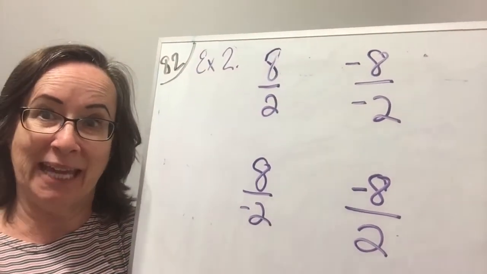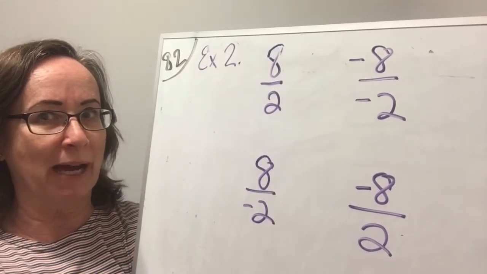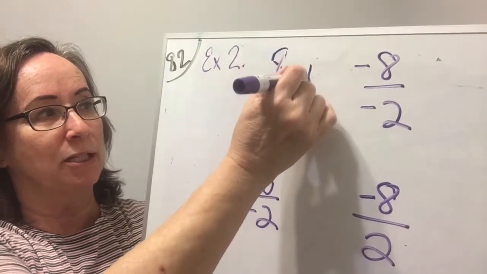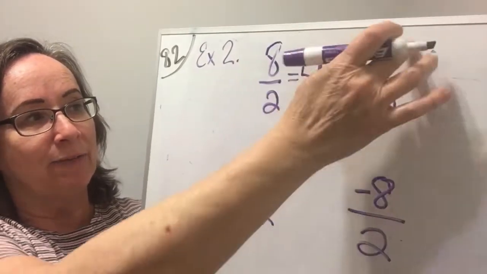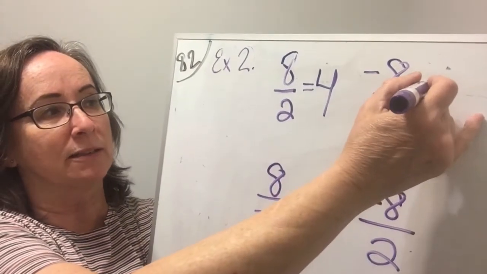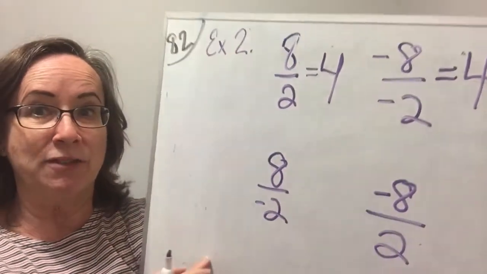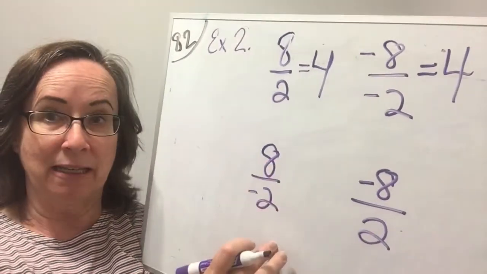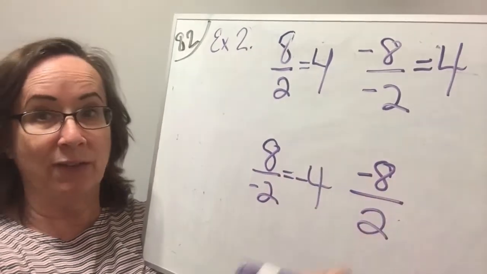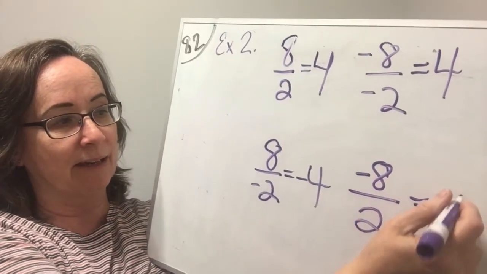We just did multiplication. But the rules are the same. So 8 divided by 2, they're both positive. Therefore, we're going to have a positive result. And we're going to get 8 divided by 2 is 4. Negative 8 divided by negative 2, since they're both negative, we're going to get a positive result. And 8 divided by 2 is 4. 8 divided by negative 2, now we have opposites. So we're going to get a negative 4. And negative 8 divided by positive 2, we have opposite signs, so we're going to get a negative 4.